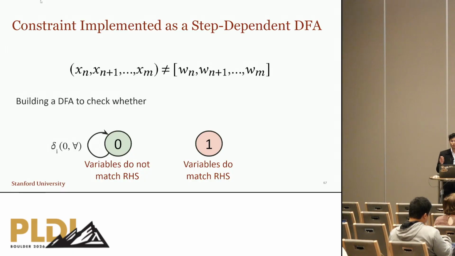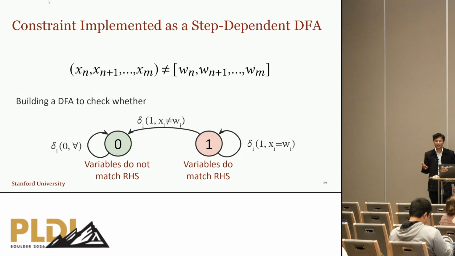At step i, if you're in state 0, the constraint's basically already satisfied. You can stay there however long you want. If you are in state 1 and you find a mismatch, you can switch over your DFA states. Or in the case where you were in state 1 and you've again found a match in this iteration as well, you'll stay in state 1.